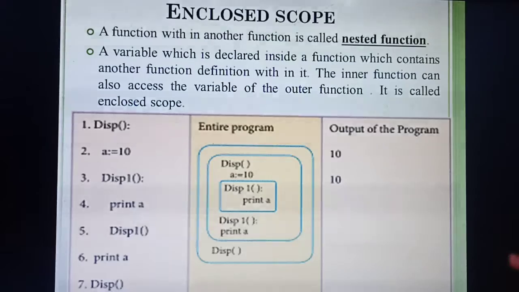Remaining, listen carefully. See the first line, disp of, a equal to 10. Then the fifth line: can you end the box at the fifth line? No, because the statement will not get over.